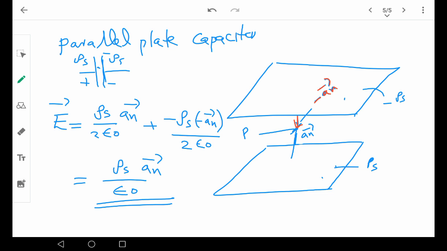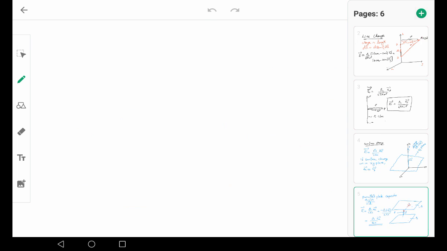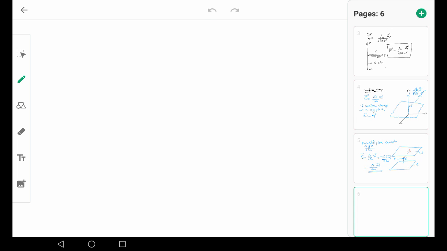The direction of the total electric field is in the a n direction, that is from the plate with the positive charge to the plate with the negative charge. So in a parallel plate capacitor, in between the two plates, the electric field starts from the positively charged plate and ends at the negatively charged plate. Now we will see the case for a volume charge.